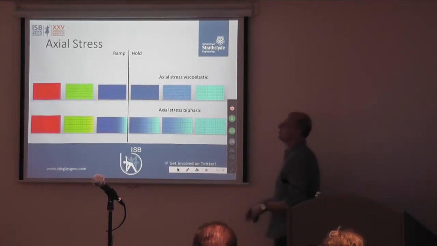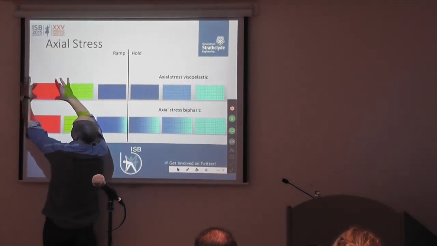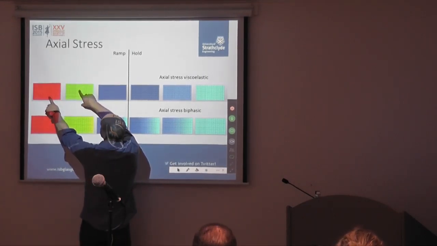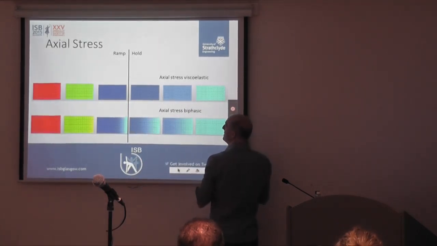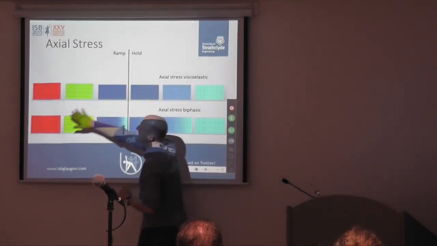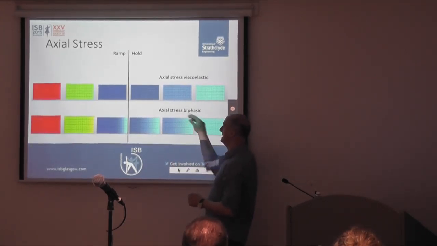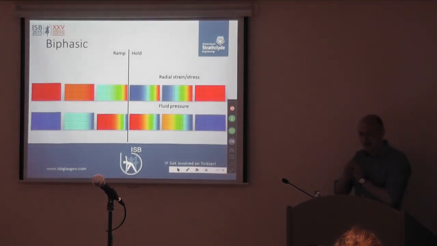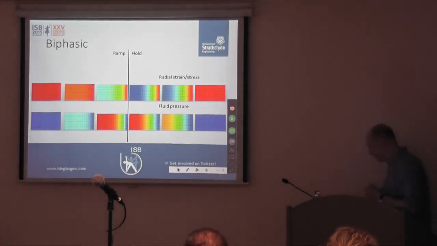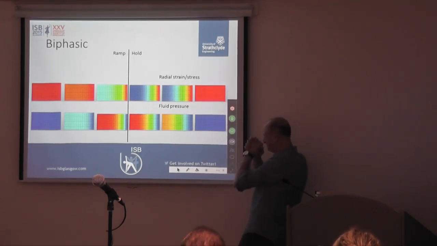So this is what the actual stress looks like. Here we compress it, and this stress increases, and then it slowly goes back to equilibrium, as you would expect. And this is the same for the biphasic theory. We're getting some radial variation here in the axial stress. But the axial stress is not the interesting bit. The biphasic model predicts some really nice things going on. This is what I want to concentrate on.